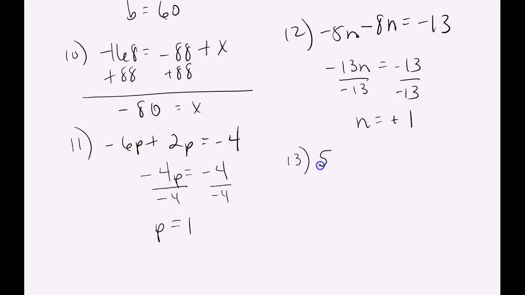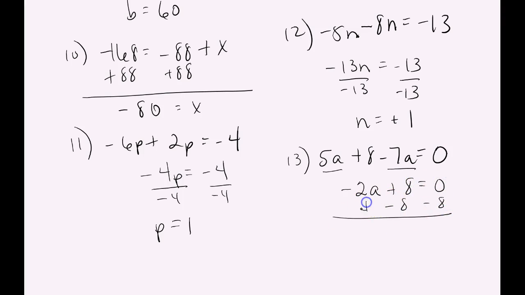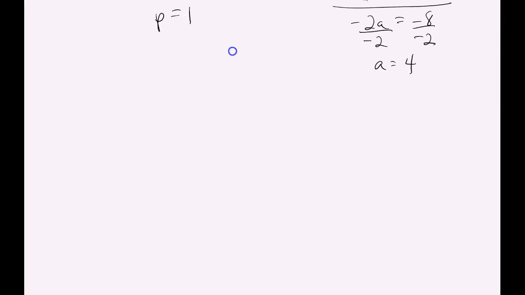Not much. Alright, 5a plus 8 minus 7a equals 0. Okay, so first let's put the a's together. 5a minus 7a is actually a -2a. Now I want to get rid of the 8. So let's bring that down. That's a 0, -8. Divide by -2, divide by -2. So a is +4.